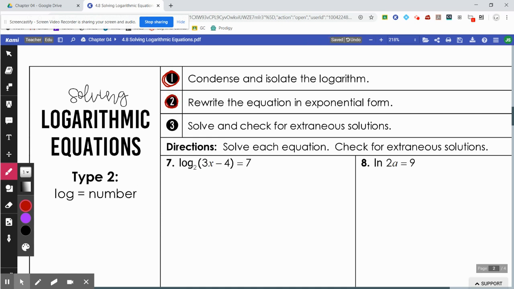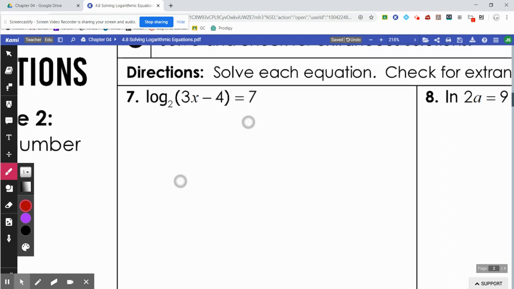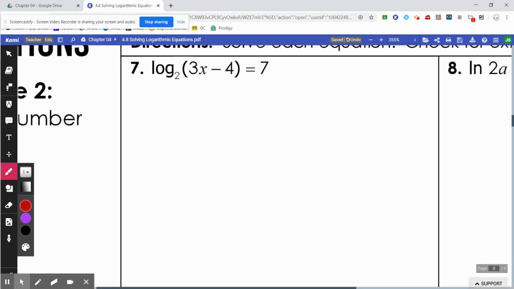Anytime you don't have a log equal to a log, we're going to rewrite it in exponential form, and we're going to solve from there. And again, check for extraneous solutions. So here we go. These are all condensed. We have isolated the log.